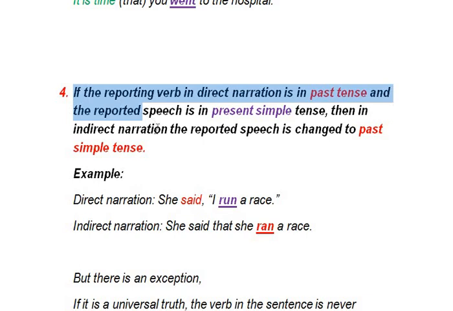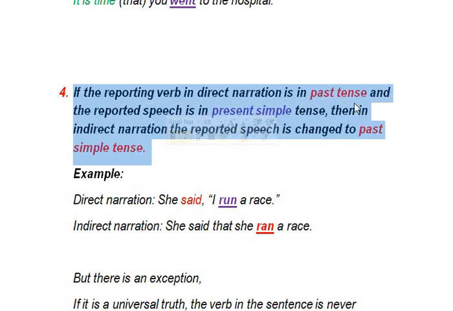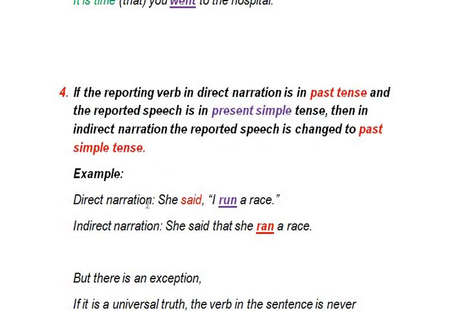And the fourth usage of past simple tense is that if the reporting verb in direct narration is in past tense and the reported speech is in present simple tense, then in indirect narration the reported speech is changed to past simple tense. For example, in the direct narration: she said, I run a race. Here, see, "said" is in simple past tense and "run" is in present tense. That means here in the direct narration, coming to the reporting verb, this reporting verb is in past tense.